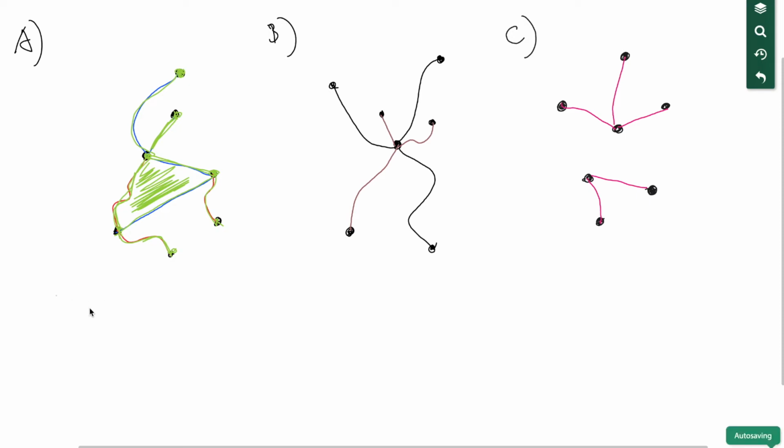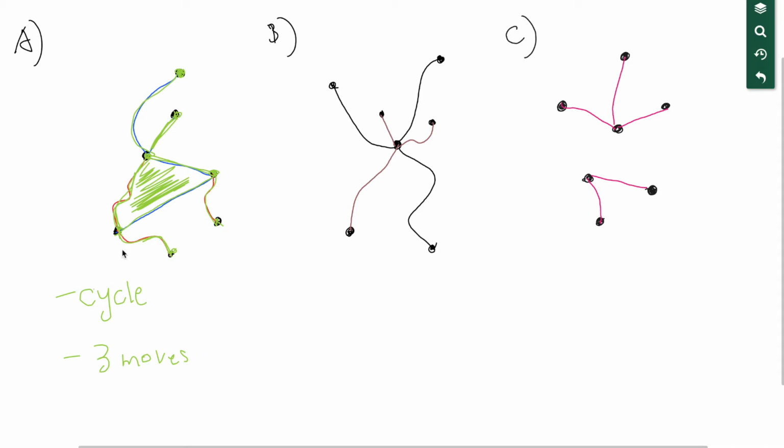So the difference here is that there is a cycle. Let me just write this down. Cycle. And now I can just write 3 moves, right? 3 moves. Right, perfect.